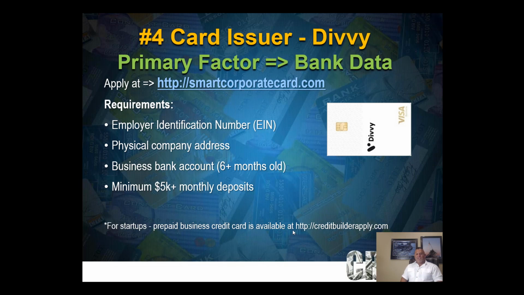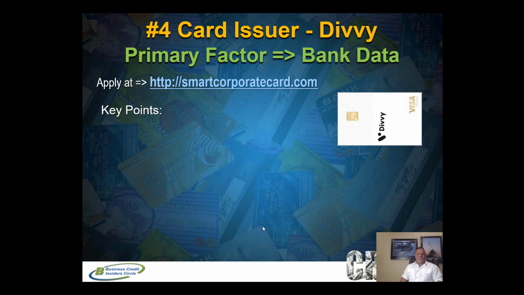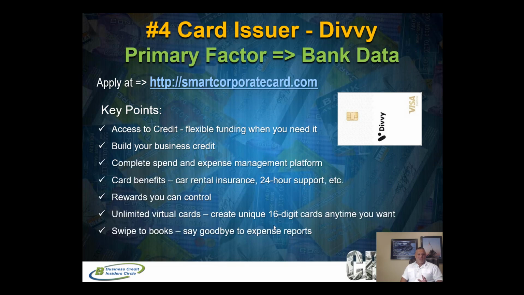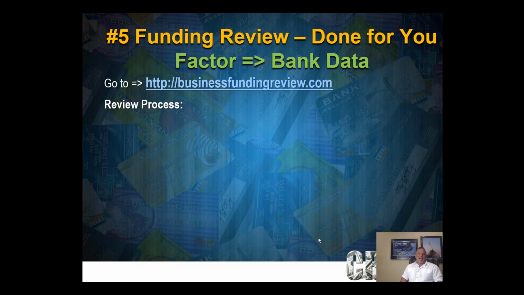It's huge. So let's talk about number 5, a source where bank data is a main issue. Really quick key points on Divvy: access to credit, you build your business credit, and of course they have all these rewards and unlimited virtual cards. They offer many benefits, and you'll see a simulator with these fintech cards. So number 5. Now this is for those of you who want a full assessment.